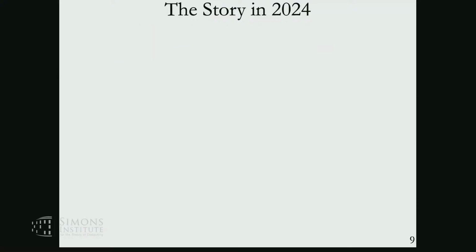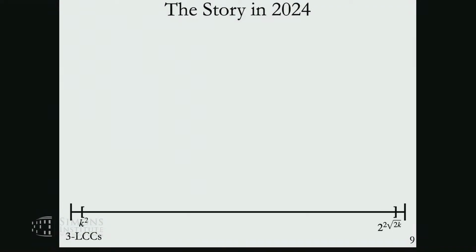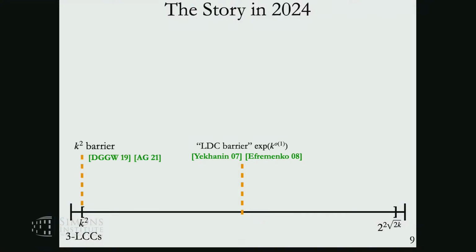So now let's flash forward to 2024, the present day, and let me tell you what we know now. I'm going to plot the results that we have on this graph, where here I have the k-squared, the best lower bound, and 2 to the 2 square root 2k, the best upper bound that we knew in 2022. And here we have this LDC barrier. This is the barrier that you cannot surpass if you're only proving lower bounds for locally decodable codes. And this is the k-squared barrier, where we have some evidence that our techniques are not even able to go beyond this bound.